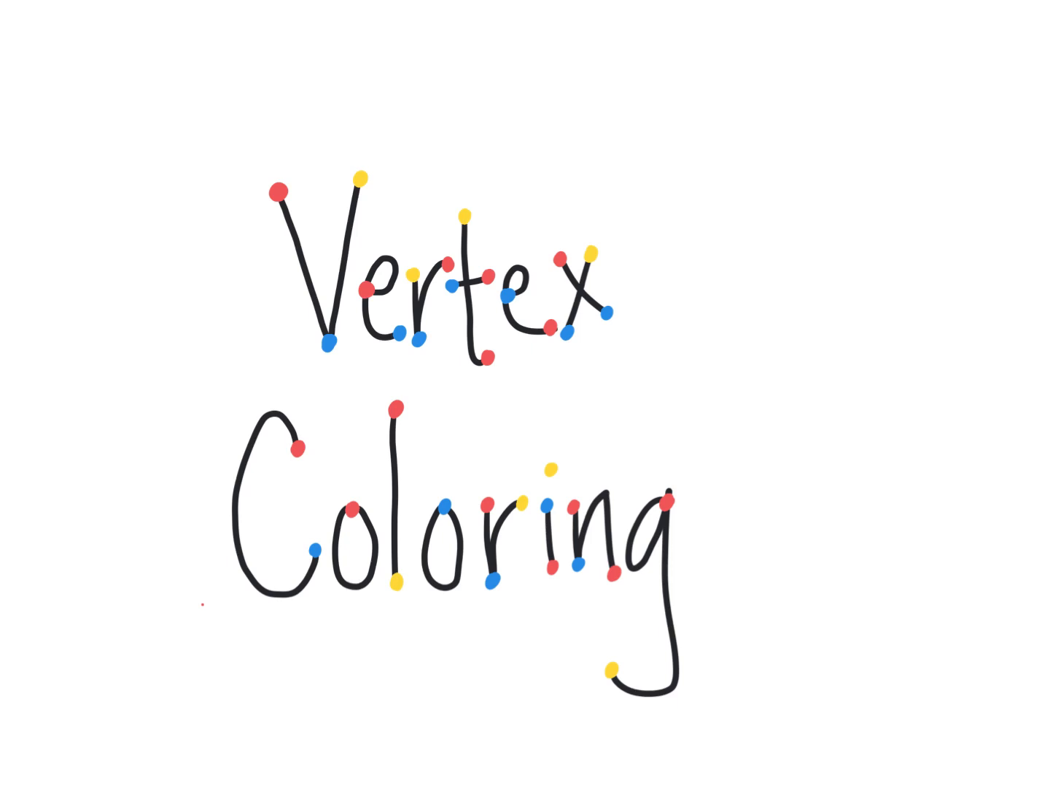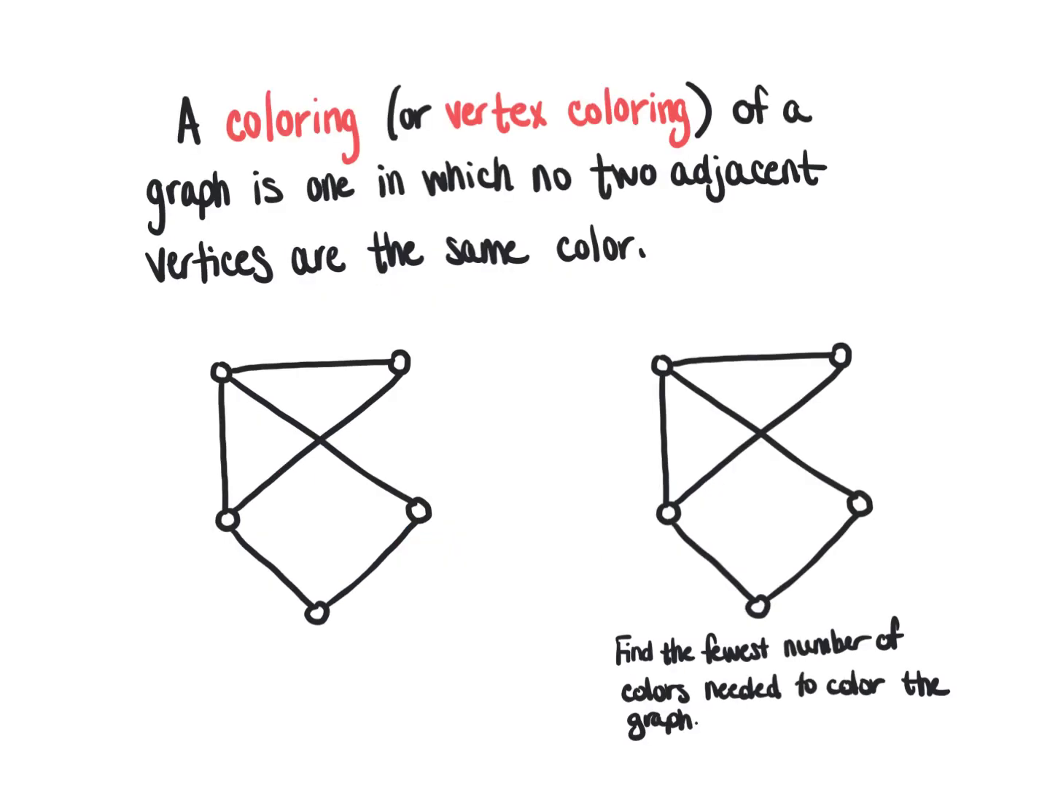In this video, we are going to look at vertex coloring. A coloring or a vertex coloring of a graph is one in which no two adjacent vertices are the same color. So one way we could color the vertices of this graph, for example, is to color every vertex a different color. And that would certainly be one vertex coloring, but it's not one that's very interesting or special in any way. The more interesting problem is to color a graph using the fewest number of colors necessary.